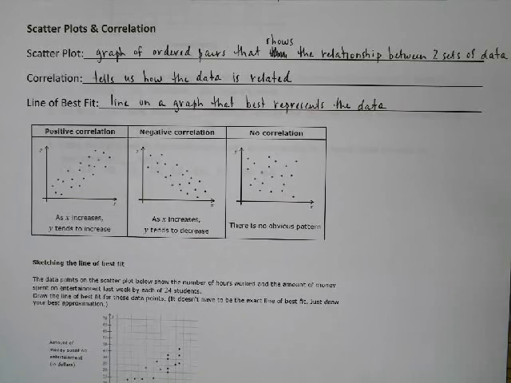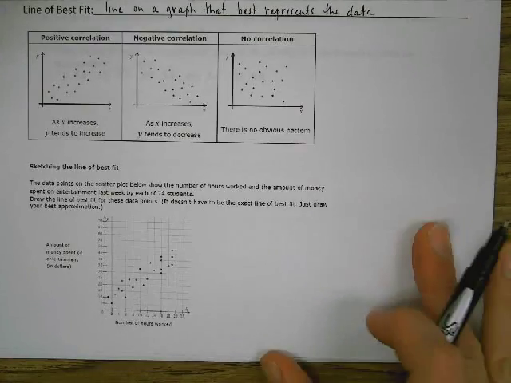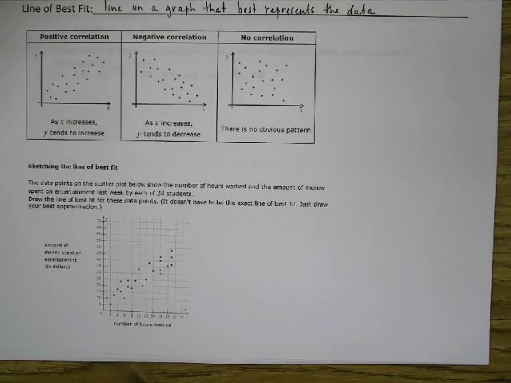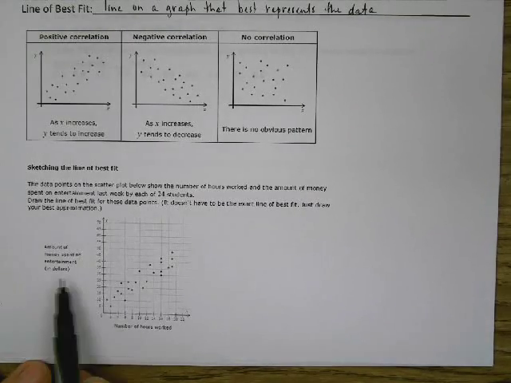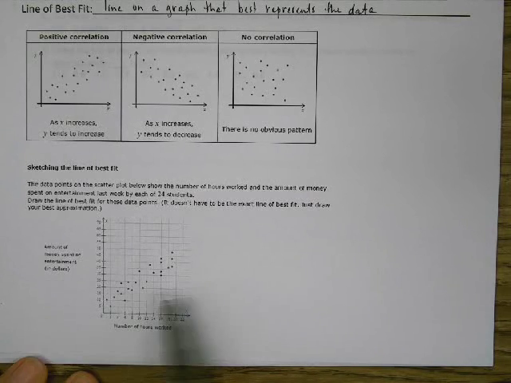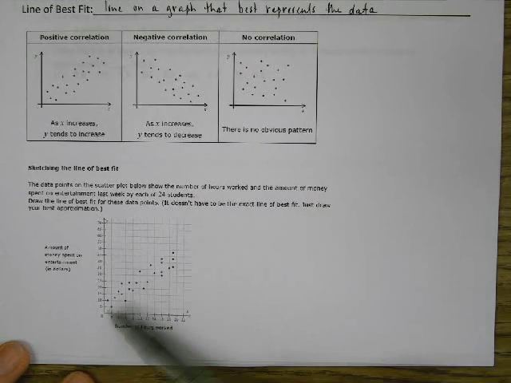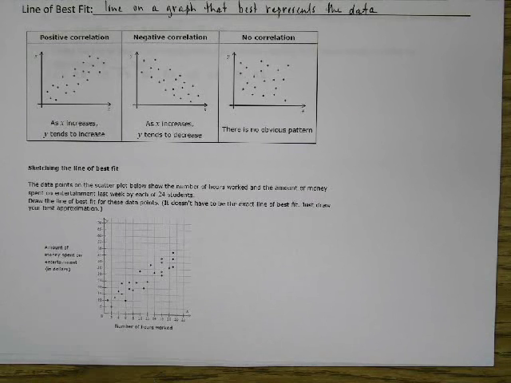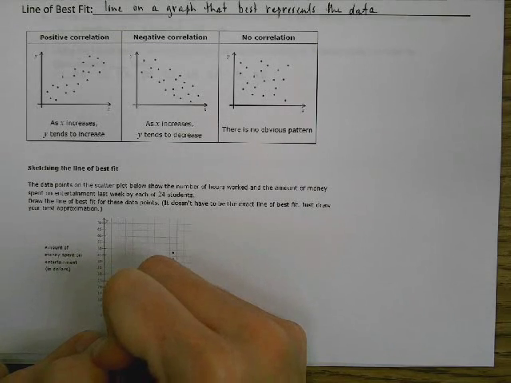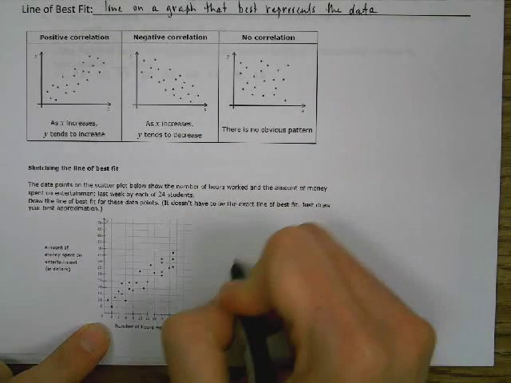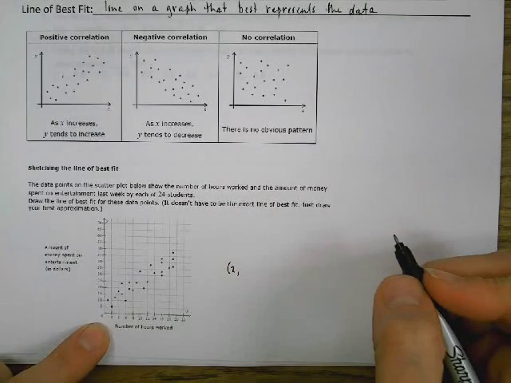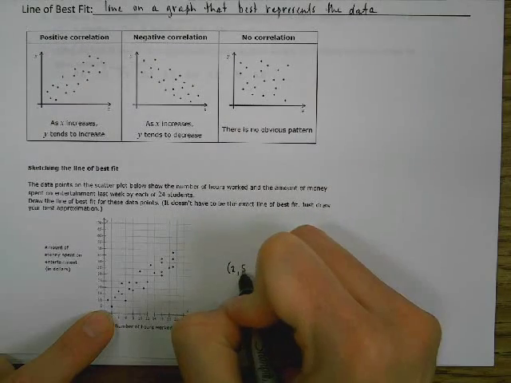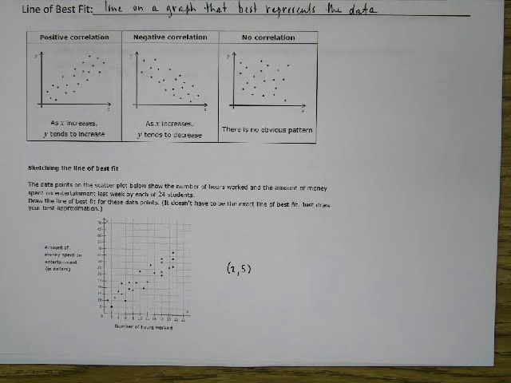So if I look at this example here, it says the data here is showing how the number of hours worked and the amount of money spent on entertainment are related. So I have some data sets that have been plotted here, comparing the number of hours worked to the amount of money spent on entertainment. So for example, if I look at this point here, it says that person worked 2 hours and then spent $5 on entertainment. And so we've plotted a bunch of points.